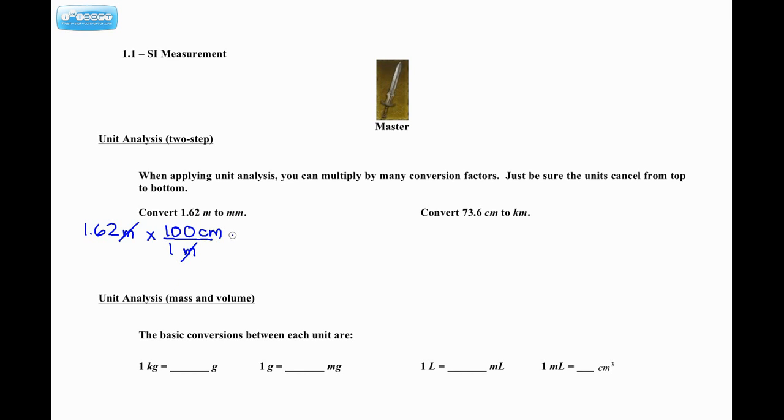But I want to finish off with millimeters. So I'm just going to multiply again. Okay, so if these centimeters are to cancel, that means here in the denominator I have to have centimeters. And I know that 1 centimeter is equivalent to 10 millimeters. So the centimeters cancel, and lo and behold, the units that I wind up with are millimeters. So to work this out, this is 1.62 times 100 times 10, which is the same thing as multiplying by 1,000. So that gives me 1,620 millimeters.